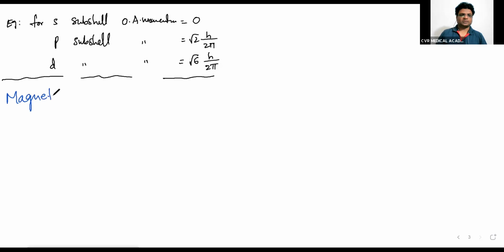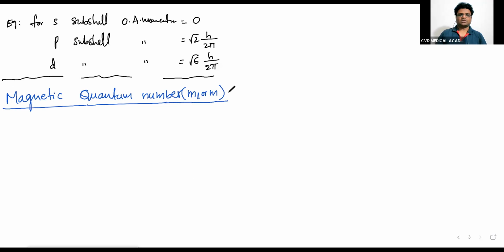Magnetic quantum number. M or ML, both symbols can be used, is its notation. For spin quantum number, we also use MS along with S. Who proposed this? Lande is the scientist who proposed magnetic quantum number M.